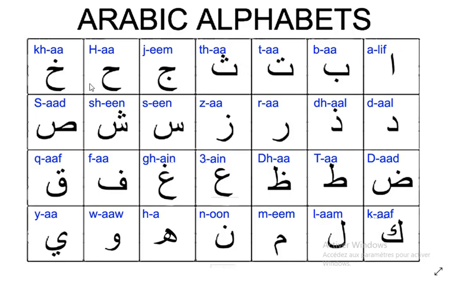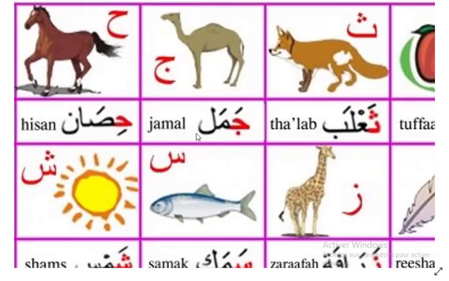The second group is this one. We have here the one with the dot below, the one with no dot, and the one with the dot on top. So the next one is jim. This is the name of the letter. The sound is j, just like the letter J. I'm going to give you an example. Jamel, which means camel.